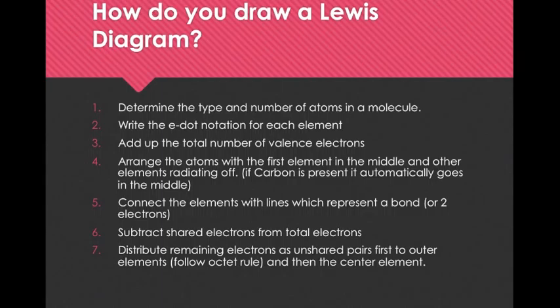Once the elements are arranged, connect the radiating elements to the center element with lines to represent a bond, or a shared electron. Then subtract the shared electrons from the total number of electrons, which for the math, the lines represent 2 electrons. Next, distribute all the remaining electrons as unshared pairs, or dots, first to the outermost elements by following the octet rule. If the radiating elements all have 8 electrons, then place the extra electrons as dots on the center element.